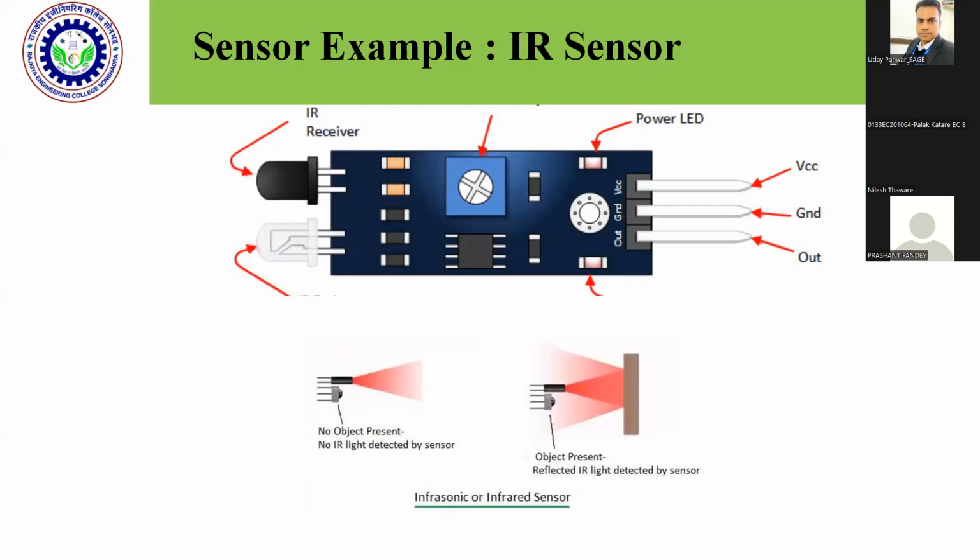Suppose, as the simplest example, I want to switch off the light when I am not in the room, then I have to put an IR sensor on the door. With the help of the IR sensor, it will detect when I come, it will send a signal and the light will be switched on. And when I go out, it will detect again and the light will be switched off.